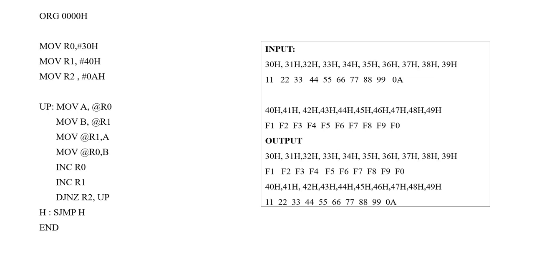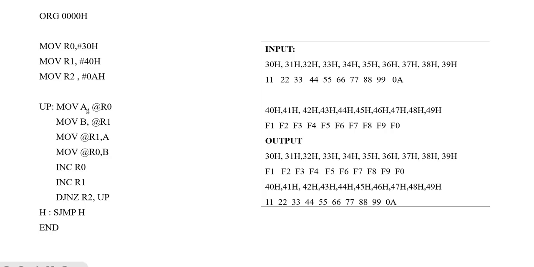Now the next instruction is MOV R0, #30H. Here we'll load the starting address of the first set into R0. Then comes the next instruction, MOV R1, #40H, which loads the starting address of the second set into R1. The next is MOV R2, #0AH. Here we'll load the counter with 10, that is 0AH in hexadecimal.